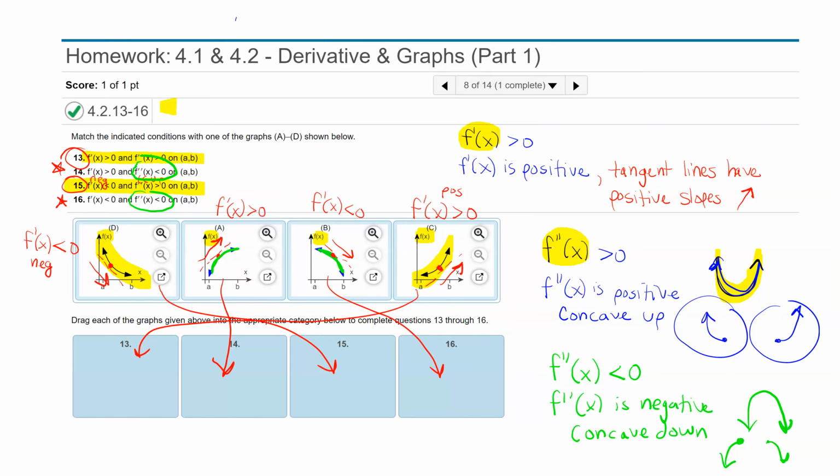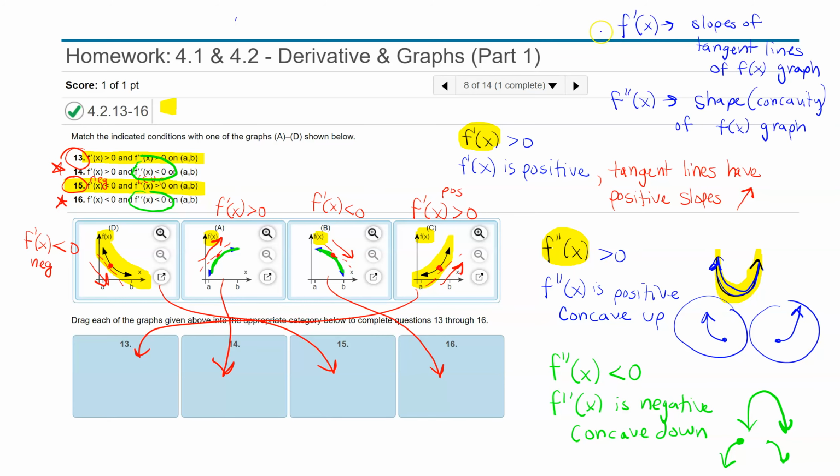So the main takeaway of this problem is to train your brain what information the first derivative gives us about the original graph of f of x and what the second derivative gives me about the original graph of f. So we're training our brains to see that the first derivative is telling us about the slopes of the tangent lines on that original f of x graph, and the second derivative is telling us about the shape or the concavity of that f of x graph. So first derivative, slopes of tangent lines of the f of x graph, second derivative, concavity of the f of x graph.